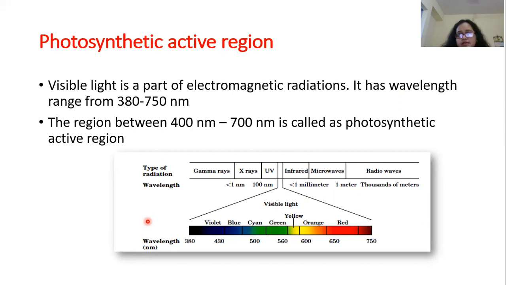So visible light is a part of electromagnetic radiations, and which ranges from 380 nanometer to 750 nanometer, and the region between 400 to 700 nanometer is called the photosynthetic active region, meaning what? Photosynthesis occurs within this wavelength range.